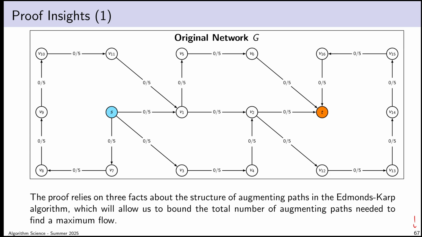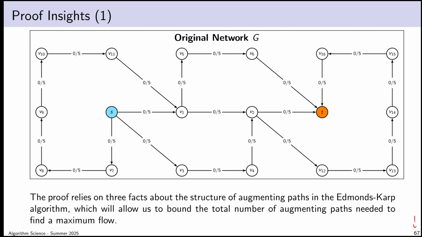So to do that, I have expanded the proof out a lot. I've tried to include some examples, and I'm going to begin, before we do the proof itself, by describing the overarching insights of the proof. So the proof is going to rely on 3 facts about the augmenting paths found during the Edmonds-Karp algorithm. These are paths that have been found by BFS.